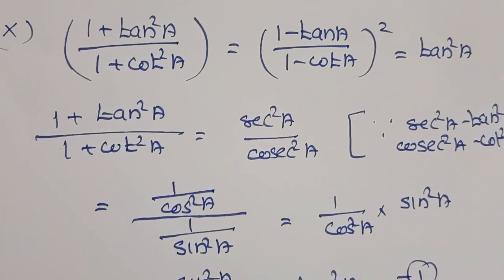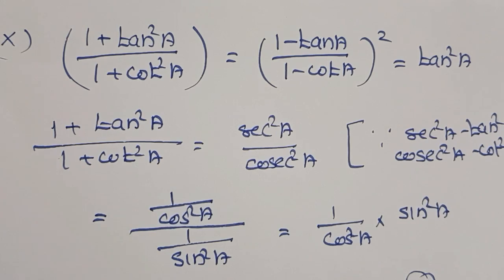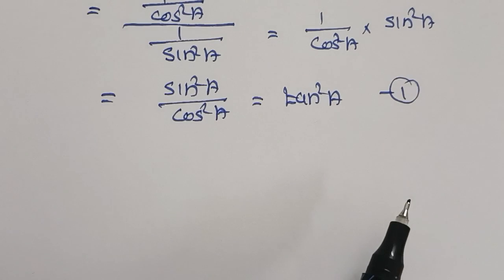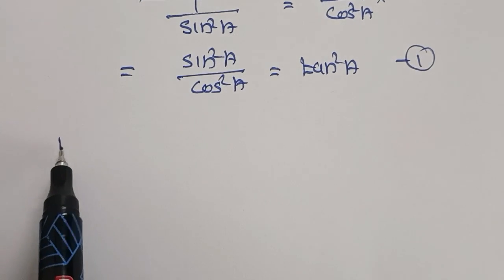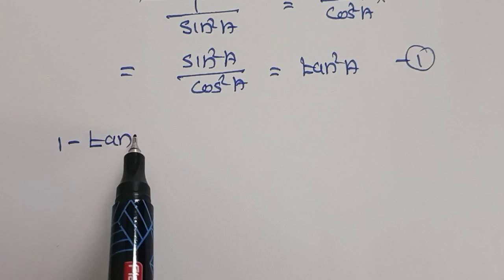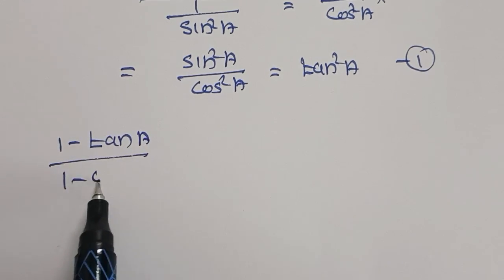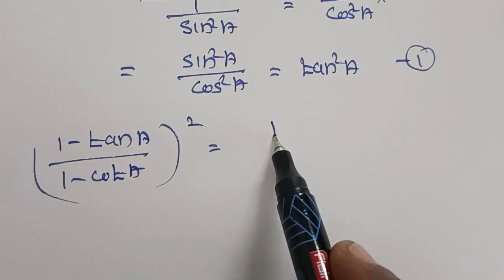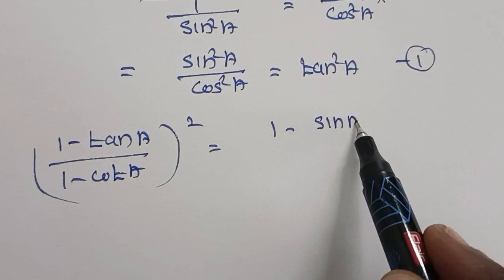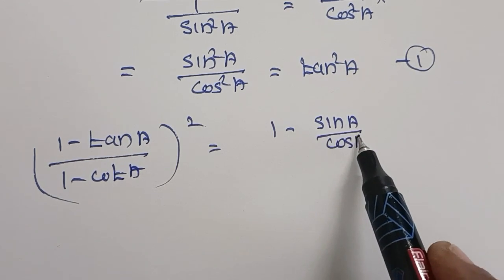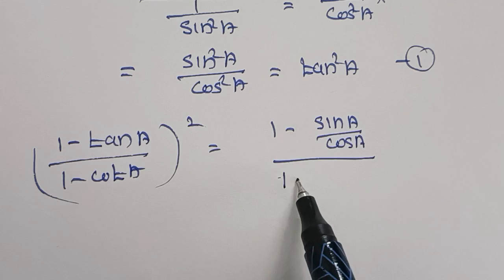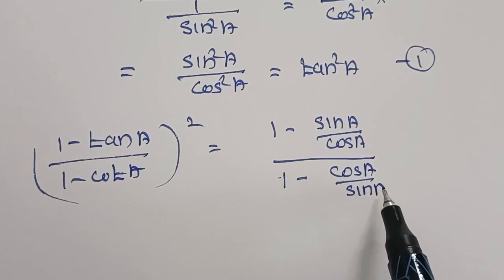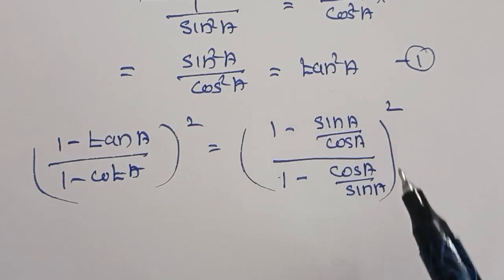Okay. Now take the second expression. Second expression, it is 1 minus tan A by 1 minus cot A the whole square. 1 minus tan A is the same as 1 minus sin A by cos A, divided by the denominator 1 minus cot A equals 1 minus cos A by sin A, isn't it? That the whole square.